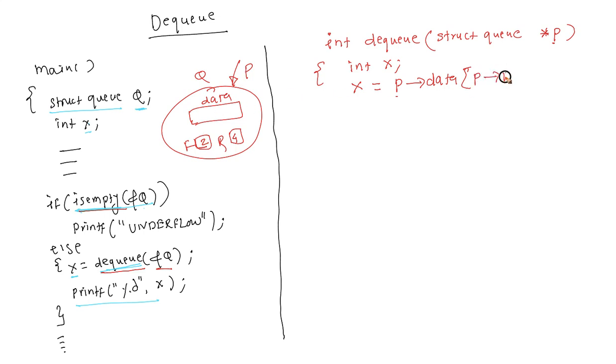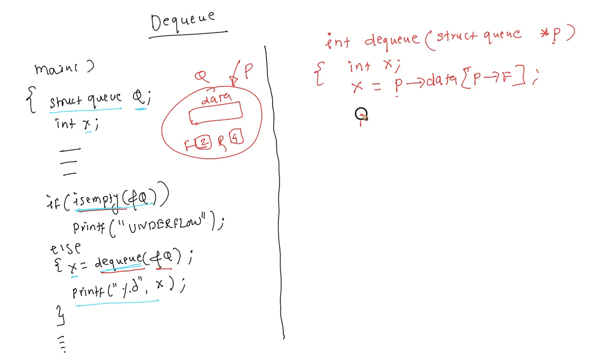P arrow f, right? So in this particular case, p arrow data of 2 because f is 2. So this p arrow f will give me the value of f, right? So I got the value of this element which is on f location. So right now, after getting that value, I'll check whether that was the only element present in the queue or there were more than one element, right?